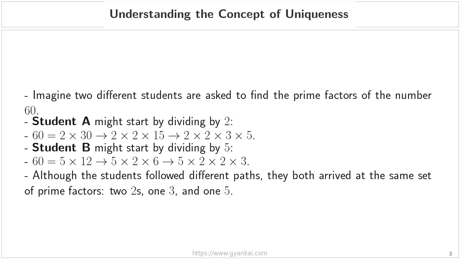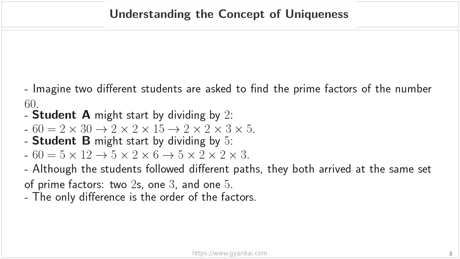If you compare the two results, you'll notice something very important. Even though the students followed completely different mathematical paths and used different starting points, they both arrived at the exact same set of prime factors. Specifically, two 2s, one 3, and one 5. The only difference between their answers is simply the order in which the factors are listed. This perfectly demonstrates the concept we are studying. The prime factors themselves are fixed and unique, regardless of the method you use to find them.